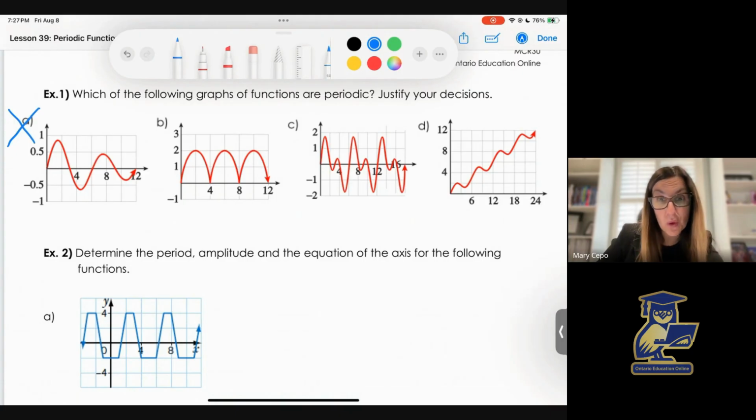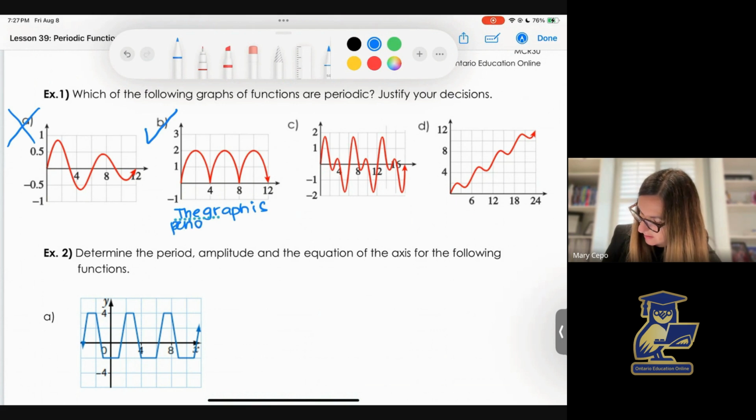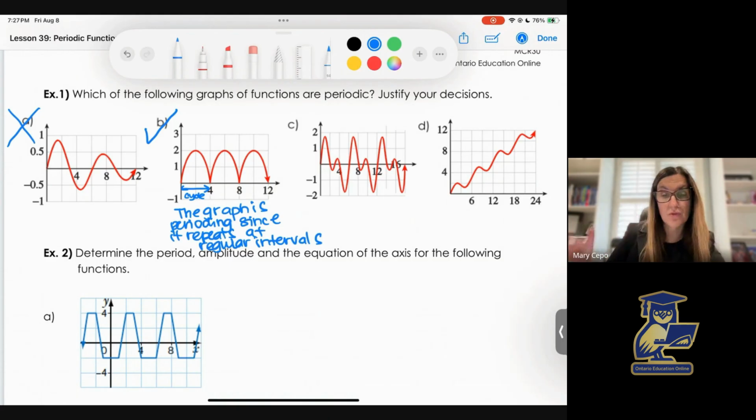Looking at B, notice that it is the same pattern that continues. So we're going to say that definitely is periodic. So the graph is periodic since it repeats at regular intervals. Okay, so we can see that the period, so one cycle would be, that's one cycle, is 4. From 0 to 4 is one full cycle, and then it keeps repeating, and it keeps repeating.